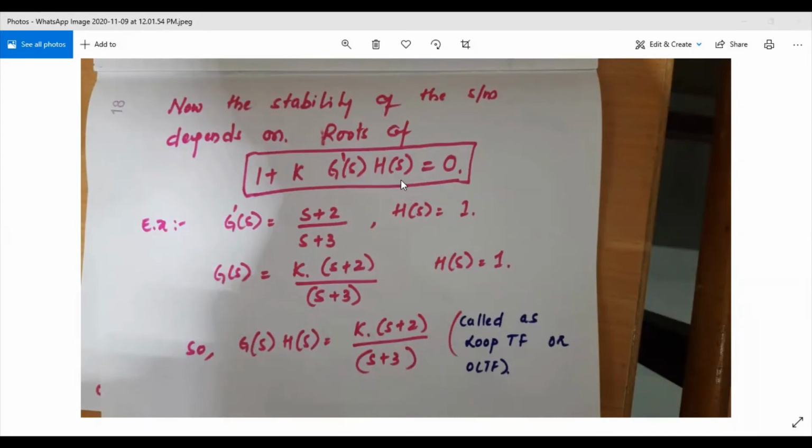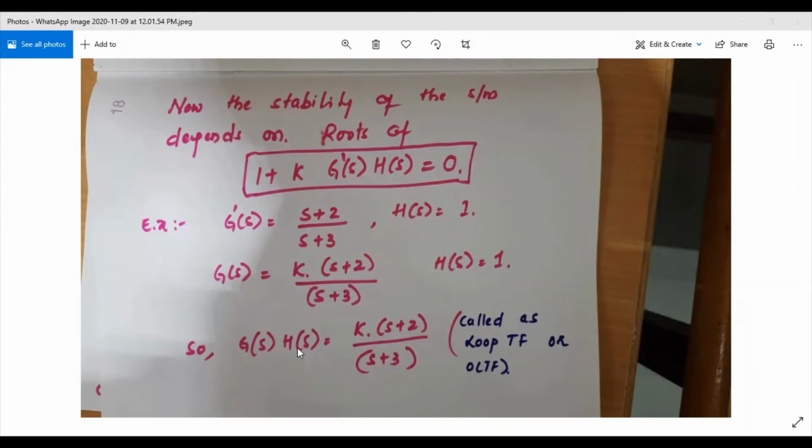Next, let me take one example. Imagine this is the transfer function of a standing bicycle or plant, g dash of s. I will give feedback equal to unity, and I will now define g of s equal to k into g dash of s, which is k into s plus 2 divided by s plus 3. And indirectly I am conveying the message that now the plant is operated with gain, or the dynamics of the plant depend on gain k, which is nothing but the system gain. And h of s still remains equal to unity.